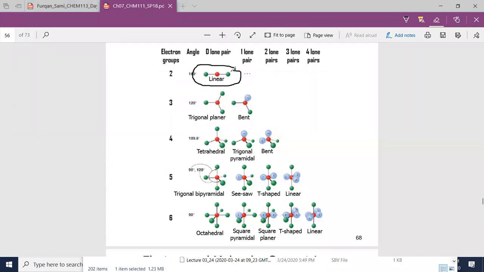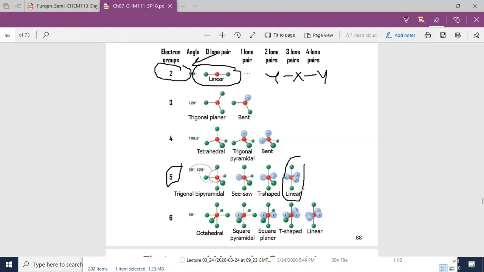So when it's linear, then your atom X is here, then you're going to have Y here and Y here. That's the shape of the linear molecule. There are different possibilities where a molecule can be linear. That's not the only possibility with 2 and 0. You see here, where you have 5 total electron groups, out of which 3 are lone pairs, there also you will have a linear geometry of the molecule.